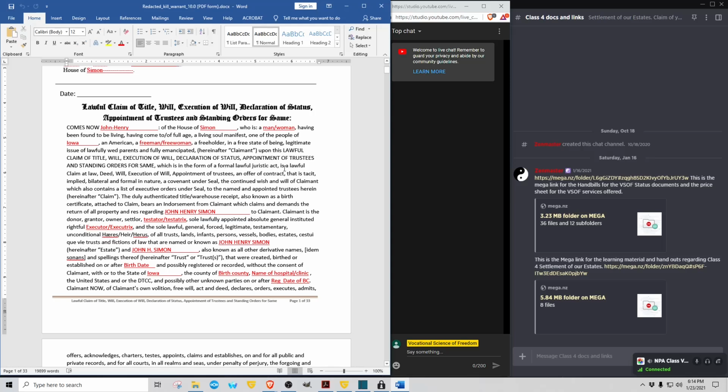which is in the form of a formal lawful juristic act, a lawful claim at law, deed, will, execution of will, appointment of trustees, an offer of contract, that is tacit, implied, bilateral, and formal in nature. That's the type of contract it is. A covenant under seal, because it is sealed, so it's not just a contract, but it's also a covenant. The continued wish and will of the claimant, which also contains a list of executive orders under seal. 2, the named and appointed trustees hereinafter claim.